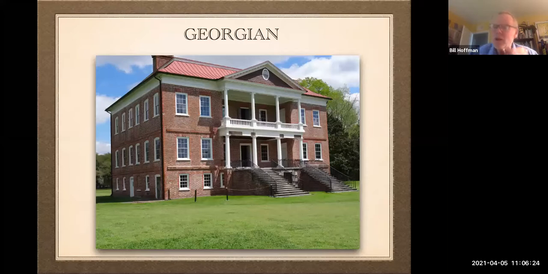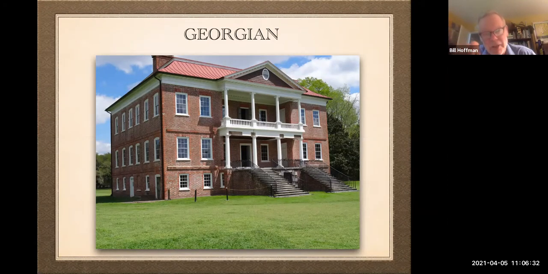The Georgian style you find mostly on the East Coast. This is a very bold and symmetrical style. It's often made of brick. It often has a hipped roof. Notice how the roof comes up at an angle and then it meets a ridge.